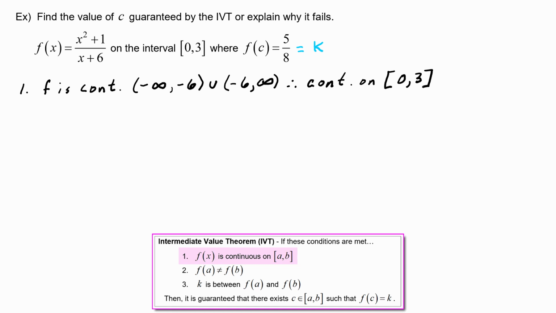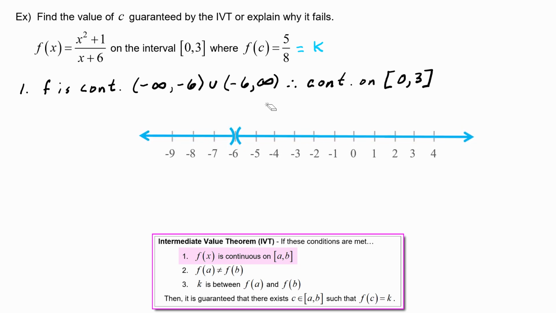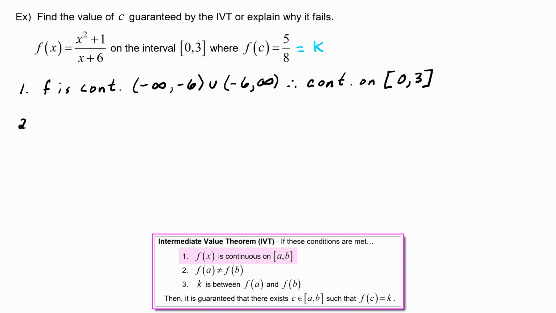And once again, we can't just say this without justifying why we know it's true. We know that f is continuous on this interval, therefore it will be continuous on a subset that lives completely inside one of the other intervals. Step 2, we have to show that f of 0 and f of 3 give different y values.